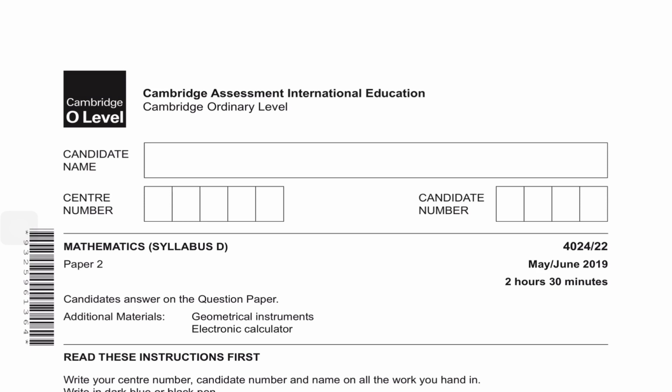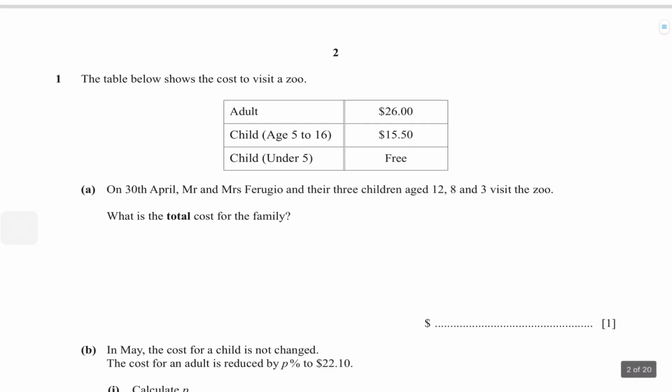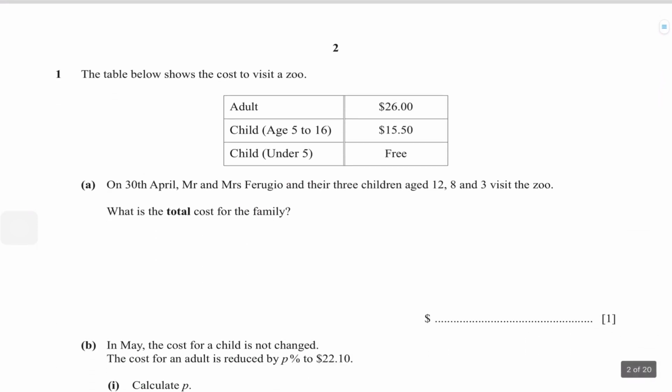In this video, we're going to solve paper 2 of the May-June 2019 session, and this is paper 2 variant 2. So let's get straight to it. Here we have question number 1, which says the table below shows the cost to visit a zoo. On 30th April, Mr. and Mrs. Fergio and their 3 children aged 12, 8 and 3 visit the zoo. What is the total cost for the family?